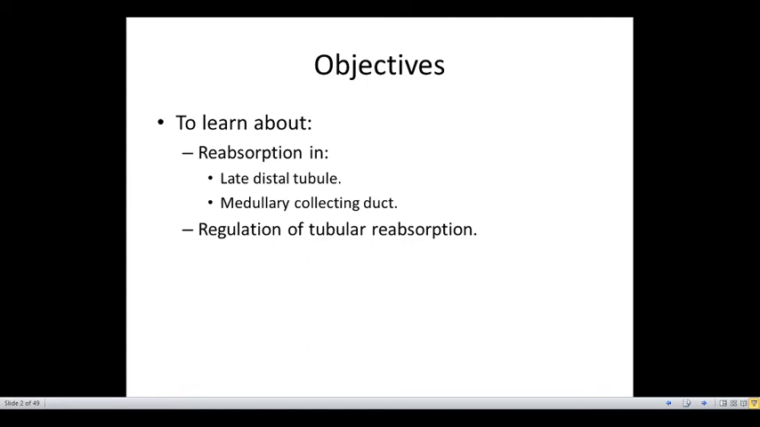The objectives of today's lecture are to learn about reabsorption in the late distal tubule and the medullary collecting duct, and secondly, the regulation of tubular reabsorption.